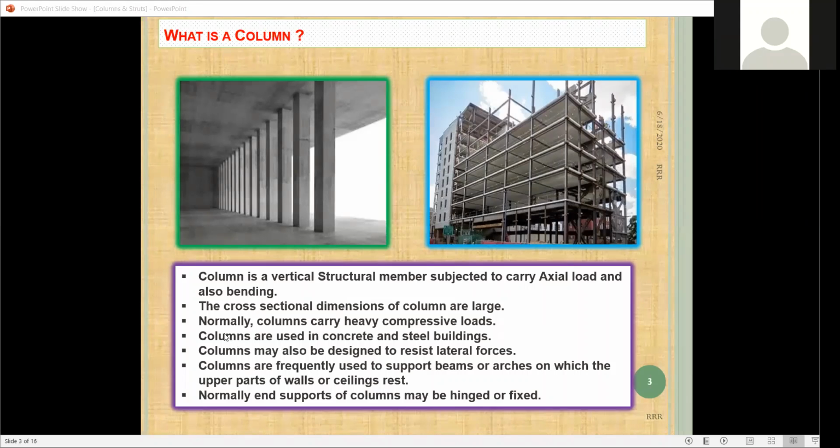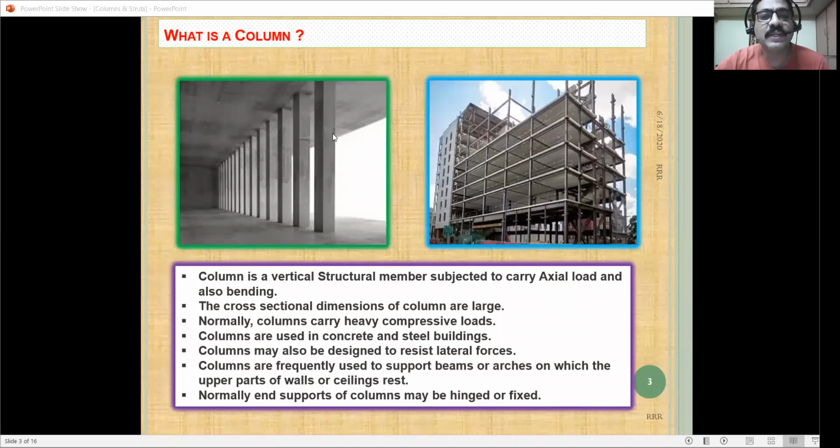Another property is that columns can carry heavy compressive loads, very heavy compressive loads. Then we call it a column. Columns are used in concrete buildings as well as steel buildings. Please remember, some students may have confusion.